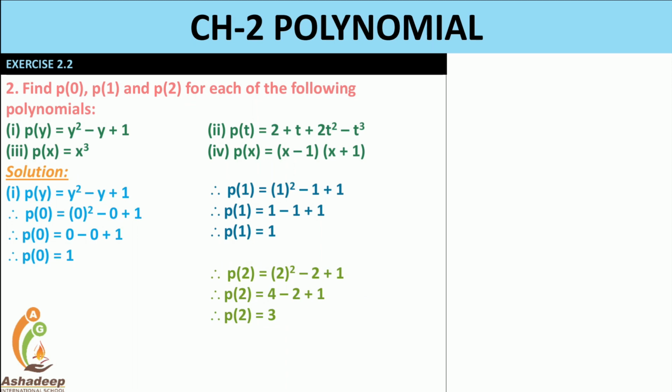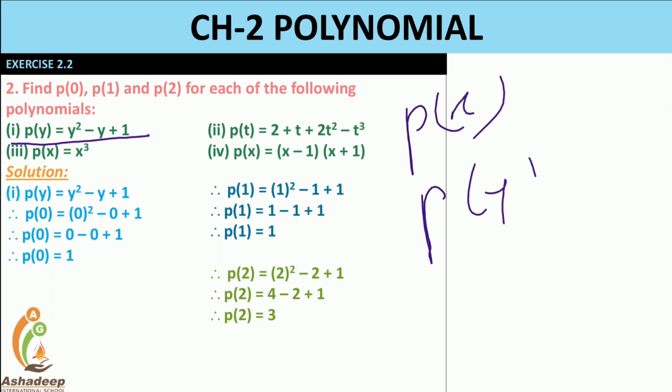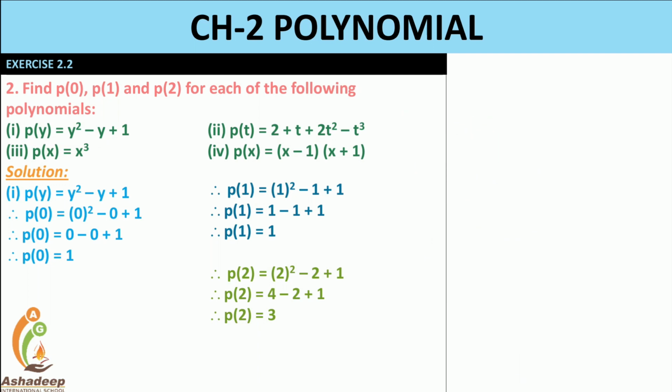The same thing, but here it is given directly that you need to find the value of p of 0, 1 and 2. So don't be confused: in the first example we did it for p of x. Here, if it is given p of y, simply replace the value of y with 0, 1 and 2. So first, p of 0 for this polynomial. Instead of y, you put 0. So the y terms are 0, and the remaining thing is 1.